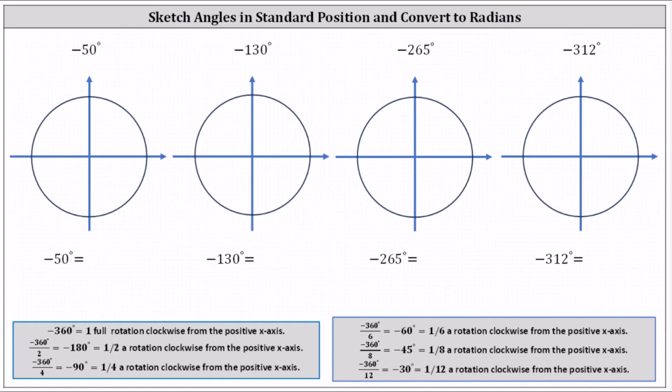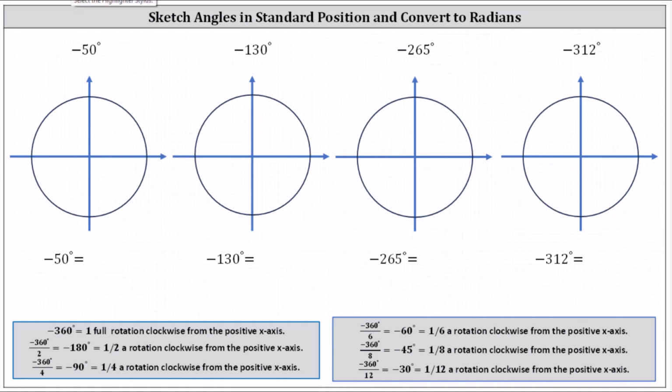I've listed several common negative angles below, which we should be familiar with. All of them are based upon the fact that negative 360 degrees equals one full rotation clockwise from the positive x-axis. Let's begin by sketching a negative 50 degrees in standard position.